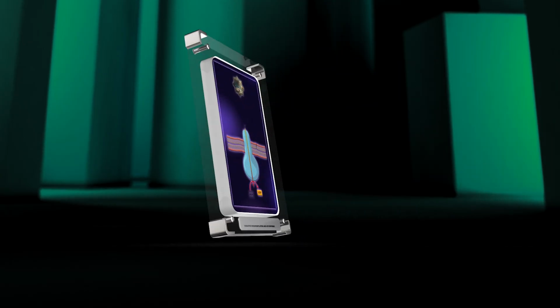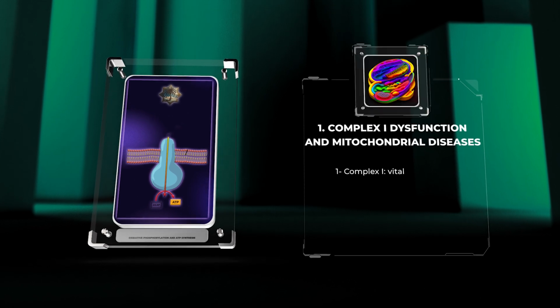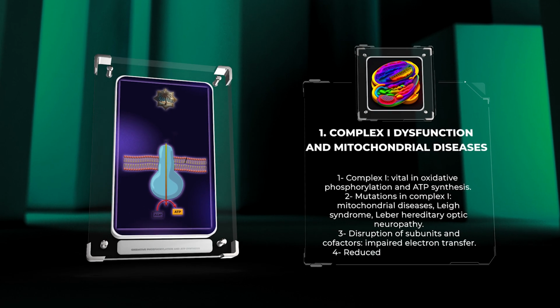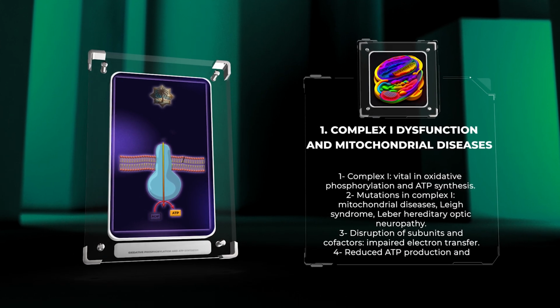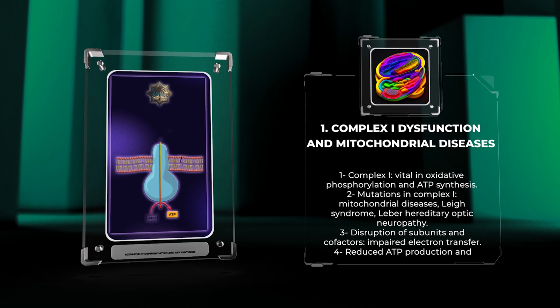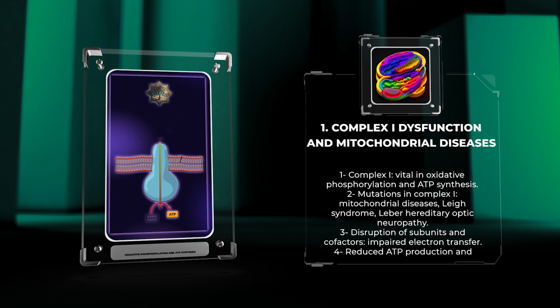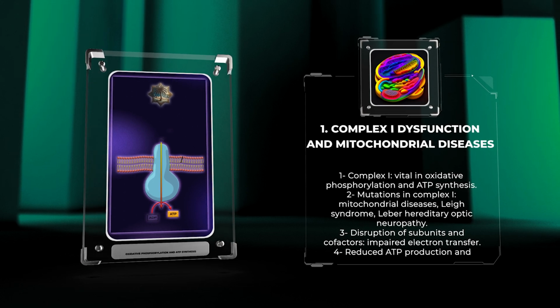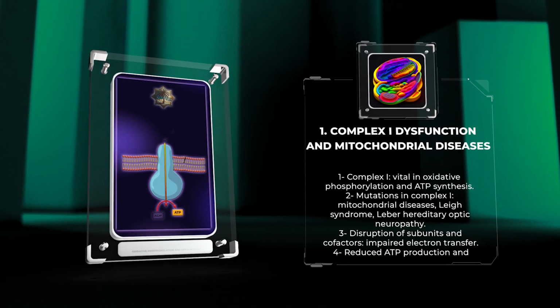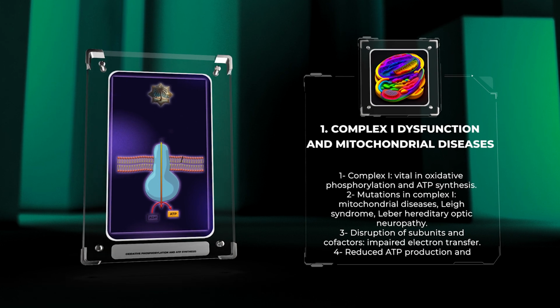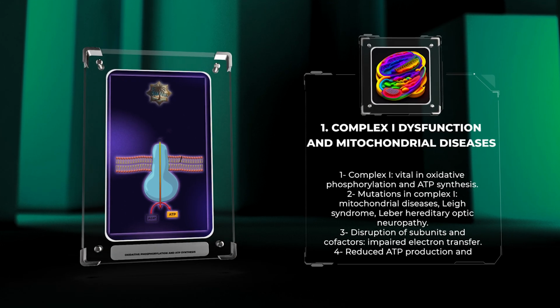Complex I, or NADH-ubiquinone oxidoreductase, is vital in oxidative phosphorylation and ATP synthesis. Mutations in complex I lead to mitochondrial diseases, like Leigh syndrome and Leber hereditary optic neuropathy. It consists of subunits and cofactors that, if disrupted, impair electron transfer. This leads to reduced ATP production and increased reactive oxygen species.